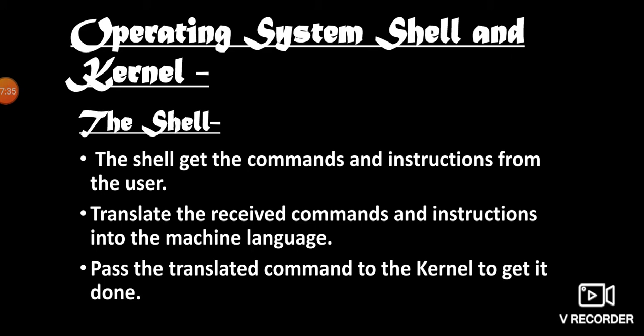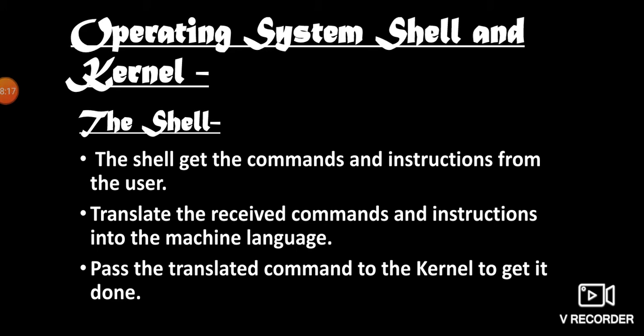Then the kernel will understand that this instruction is coming from the mouse, it is a command for double clicking, meaning the system has to open the particular folder of My Computer. The kernel will contact that particular program with the help of input device instructions, and find what to do next. Then it will send the command to the output device, the monitor, to show the contents of My Computer.